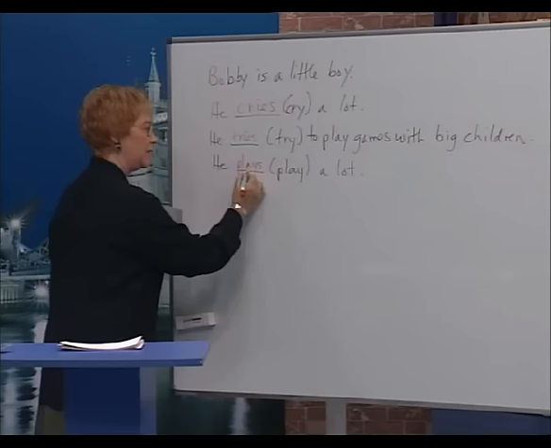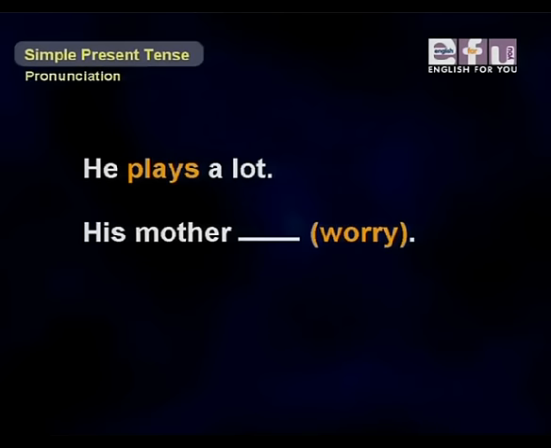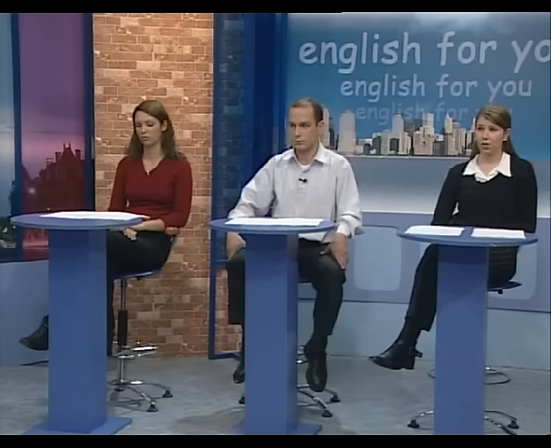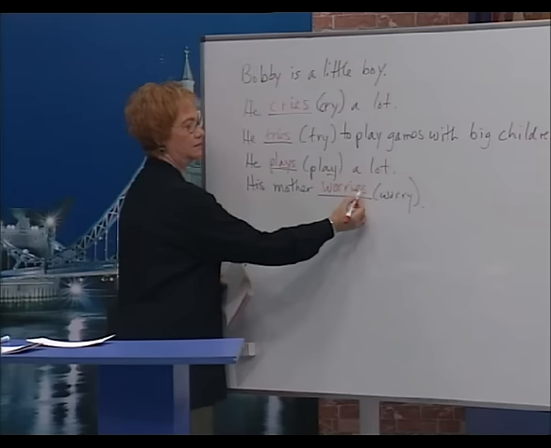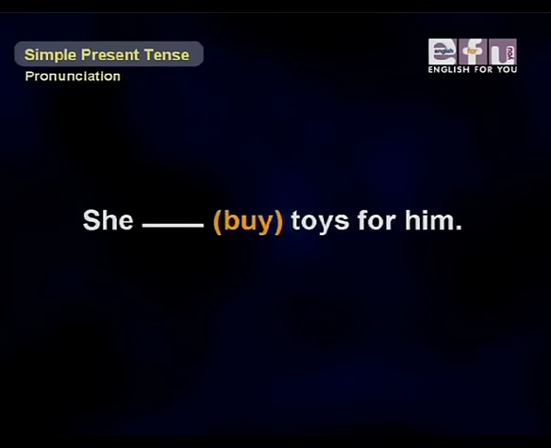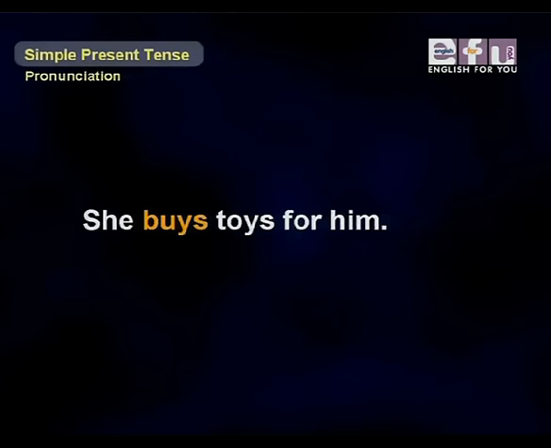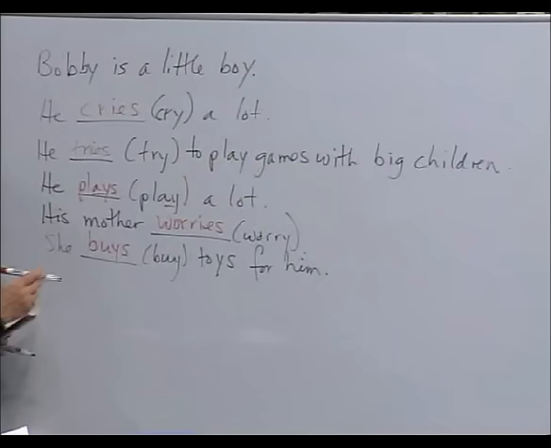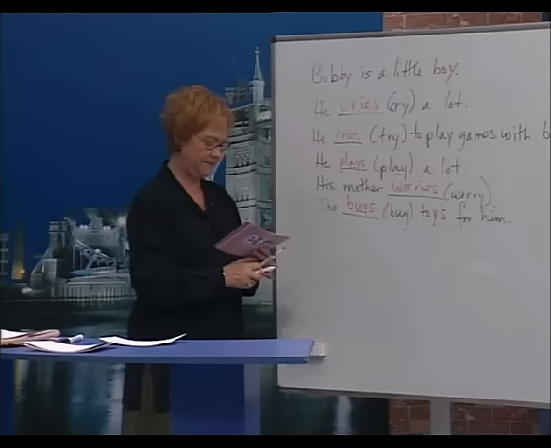All right, now here comes another one. His mother worries. All right, Isabel. His mother worries. Spell it. W-O-R-R-I-E-S. And why did it change? Why after a consonant, good. Okay, here's another one. She buys toys for him. All right, Lisa? Yes, she buys toys for him. Now spell it. B-U-Y-S. Okay, and why is it spelled this way? It's a package, U-Y. All right, next one.